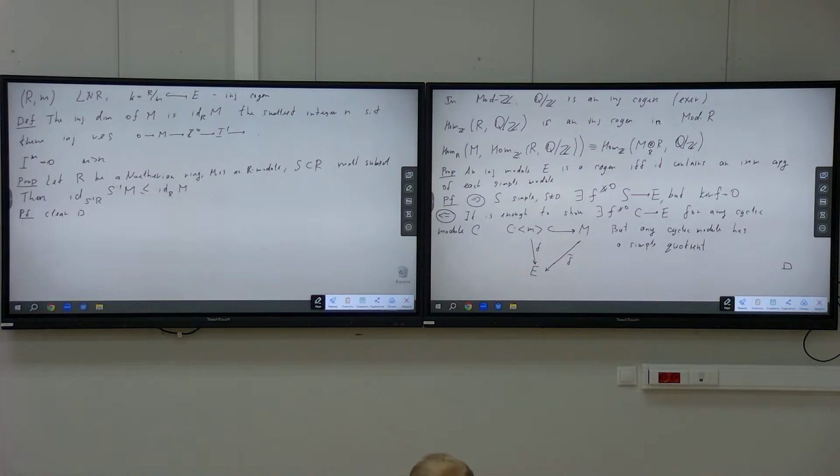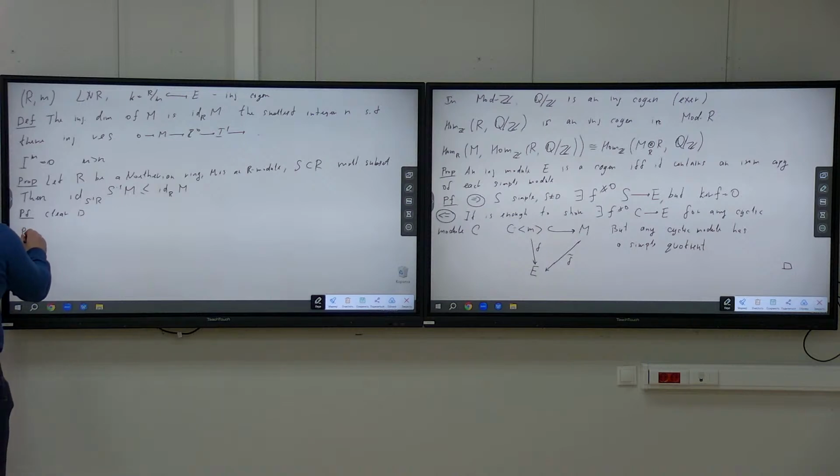Why is the localization of an injective module over a ring injective? It was here last week. That was the last proposition that I proved: if you localize an injective module over a Noetherian ring, this is still injective. That was quite a simple computation. And I also said that there are counterexamples for non-Noetherian rings. So we take polynomials over a countable number of variables.